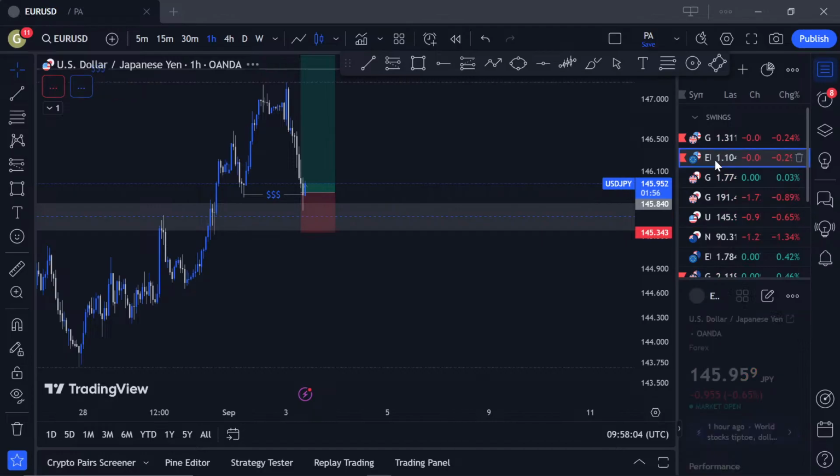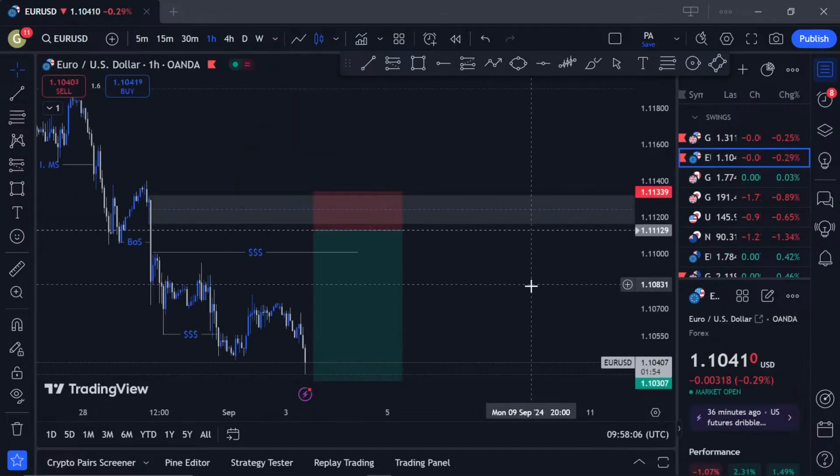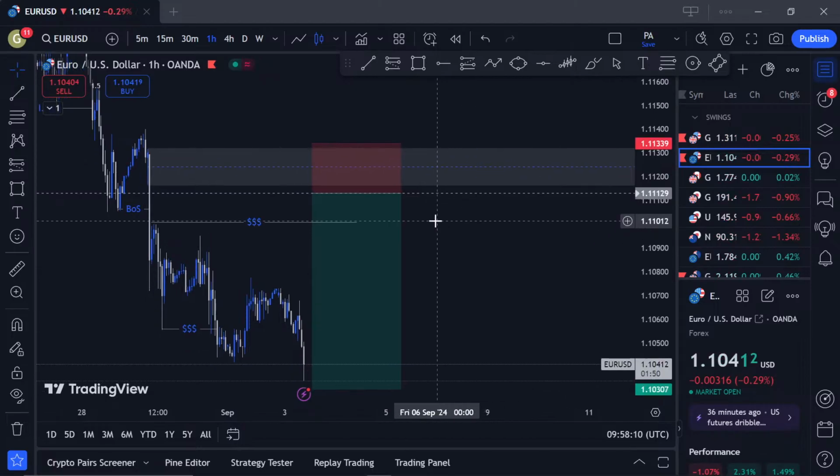So for he who asked for Euro USD, I already have a setup on Euro USD. I'm waiting for Euro to pull back to the 1.11129 level. So once Euro USD comes over to this demand level on the 1-hour time frame and gives us a 30-minute close or a 1-hour close at the 1.11129 level, then we're taking a sell from there.